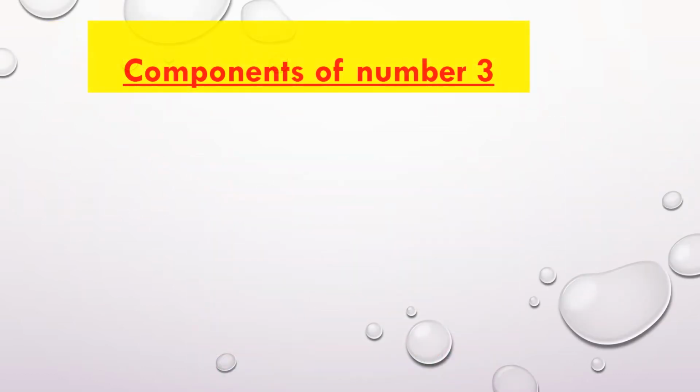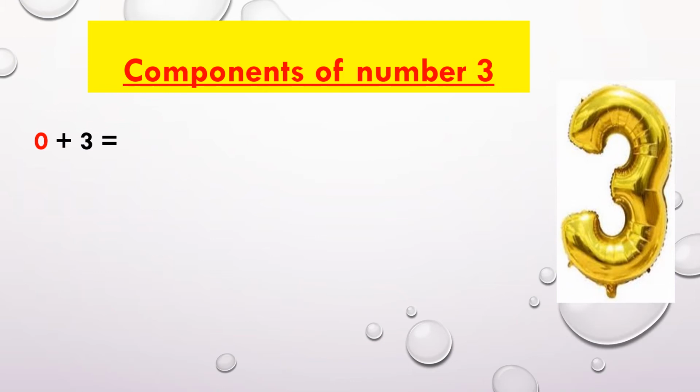Components of number 3. 0 plus 3 equals 3. So 0 and 3 are components of number 3. If I switch the two numbers, 3 plus 0 equals 3. So 3 and 0 are the components of number 3. 1 plus 2 equals 3. If I switch the two numbers, 2 plus 1 equals 3. So 1 and 2 are the components of number 3.